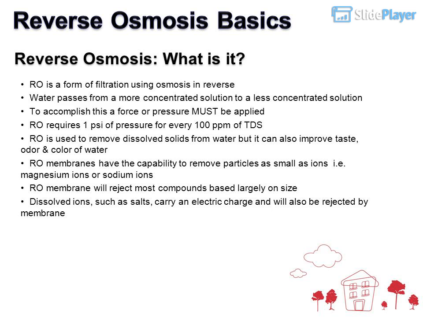RO is used to remove dissolved solids from water, but it can also improve taste, odor and color of water. RO membranes have the capability to remove particles as small as ions, i.e. magnesium ions or sodium ions. An RO membrane will reject most compounds based largely on size. Dissolved ions, such as salts, carry an electric charge and will also be rejected by the membrane.